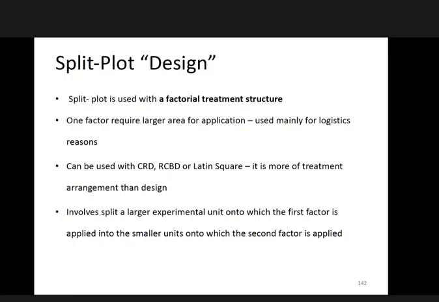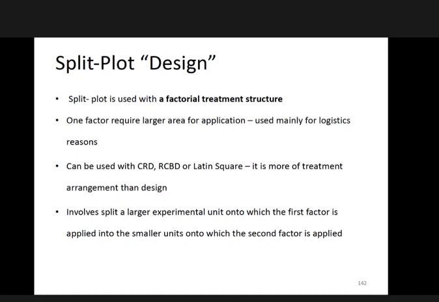We are going to look at it probably at some point if we have time. So in this case, one factor may require a larger area for application, so it's mainly used for logistics. So let's say, for example, we are looking at the issue of temperature and time.